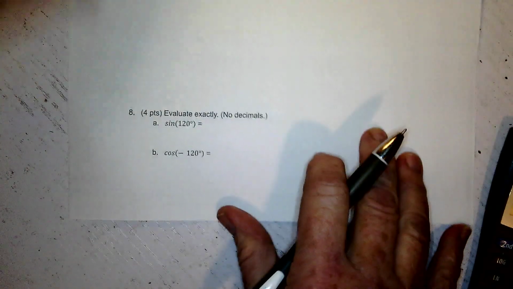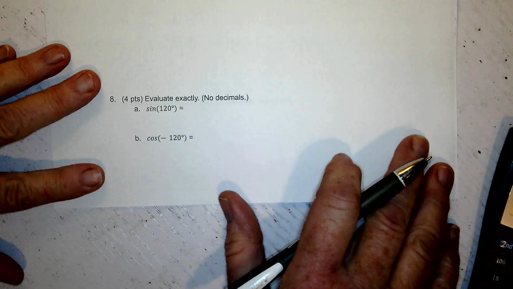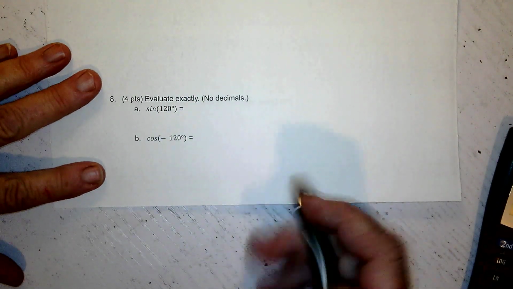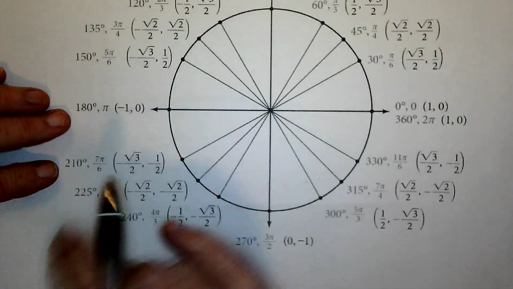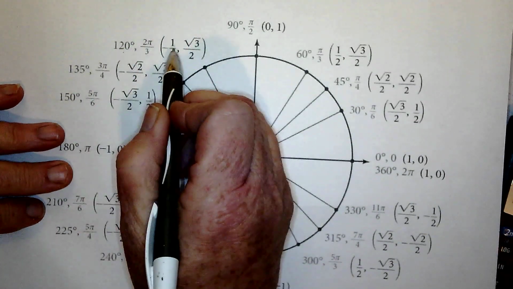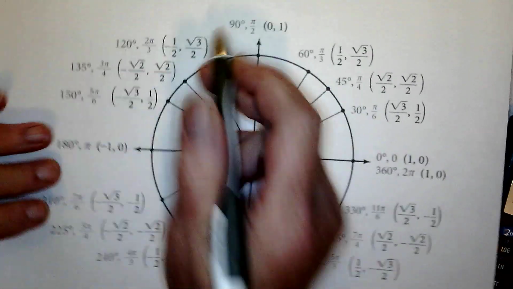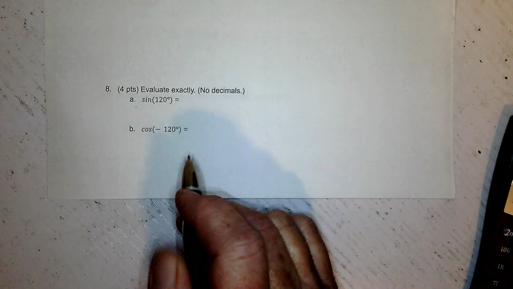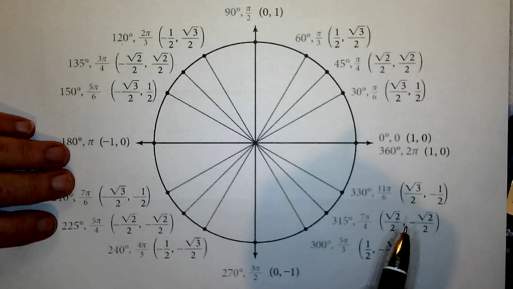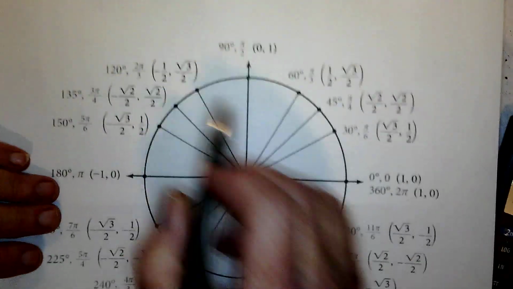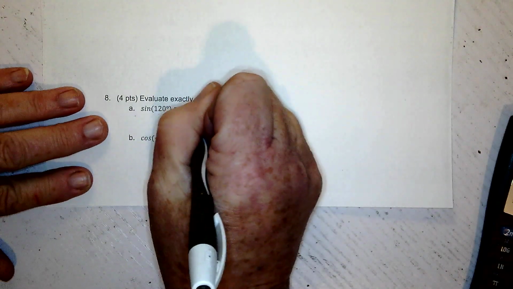Okay. Let's go down here to this one. This was a struggle. It says evaluate exactly. That just means you look at your unit circle where 120 degrees is for your first one. 120 degrees is here. Remember, your x value is your cosine, the y value is your sine, and I asked for your sine of 120 degrees. So that was square root of 3 over 2.